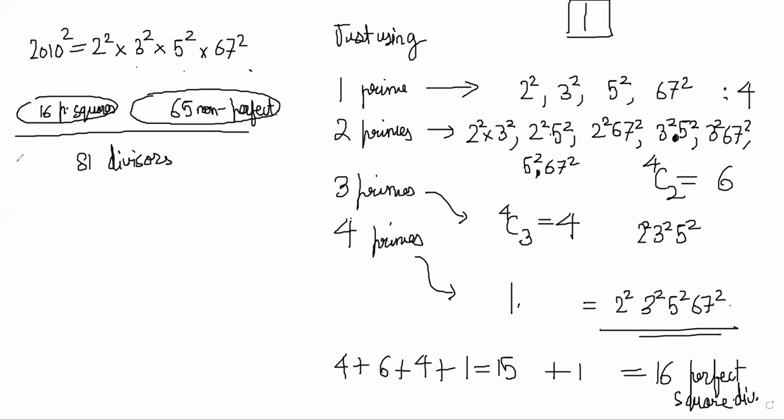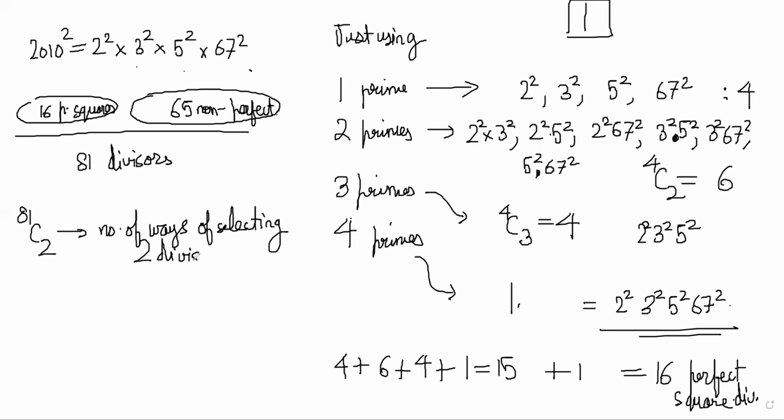And now I have to select two out of them such that only one of them is a perfect square. So two divisors out of these 81. The total number of ways of doing that would be 81C2. And how many ways can I select exactly one perfect square? That can be done when you select one divisor from the perfect squares and one from the non-perfect squares. So 16 ways to do perfect squares multiplied by 65 ways to do non-perfect squares is the total number of ways to make the appropriate selection.